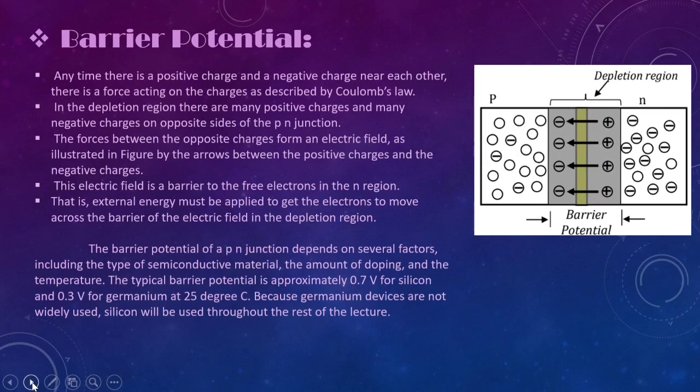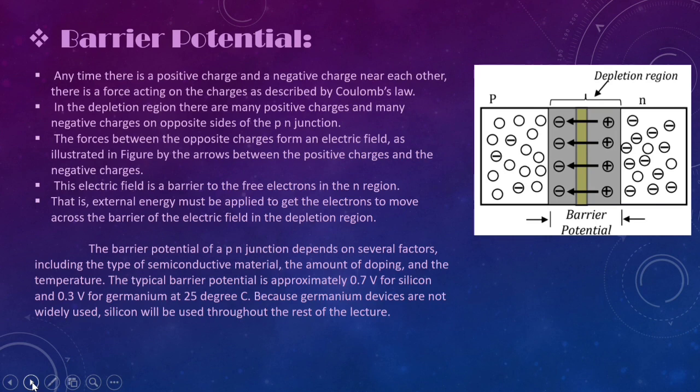Now, the barrier potential. Anytime there is a positive charge and a negative charge near each other, there is a force acting on the charges as described by Coulomb's law. In the depletion region, there are many positive charges and many negative charges on opposite sides of the p-n junction. The forces between the opposite charges form an electric field as illustrated in the figure by the arrows between the positive and the negative charges.